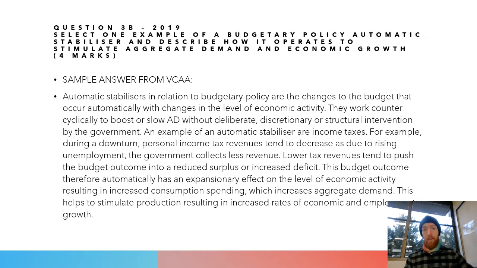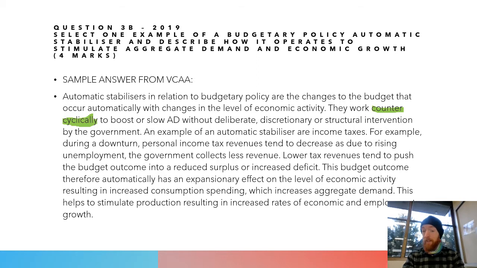So VCAA said automatic stabilisers in relation to budgetary policy are changes to the budget that occur automatically with changes in the level of economic activity, and they work to counter-cyclically boost or slow aggregate demand without deliberate, discretionary, or structural intervention by the government. One of the really, really important parts there is the word counter-cyclically.